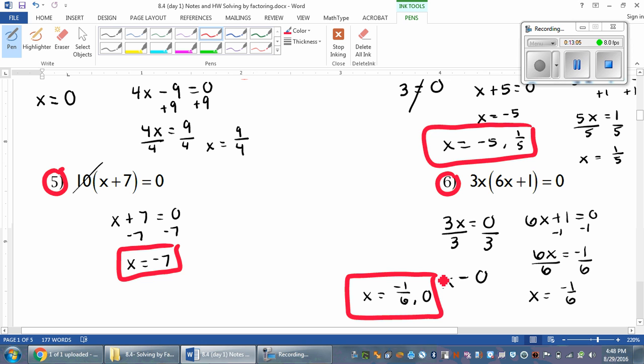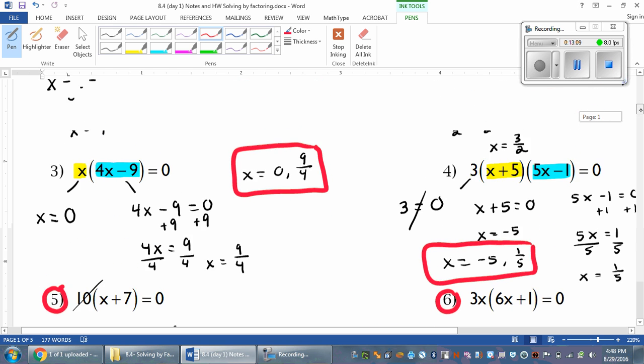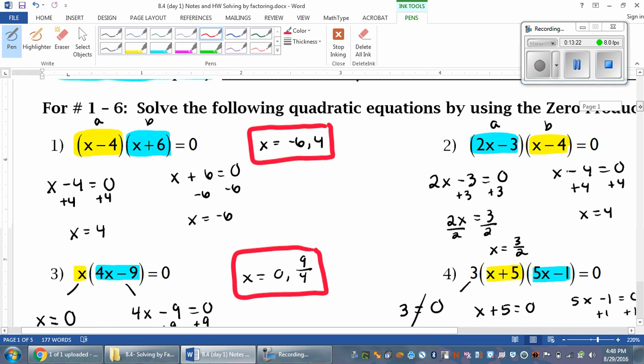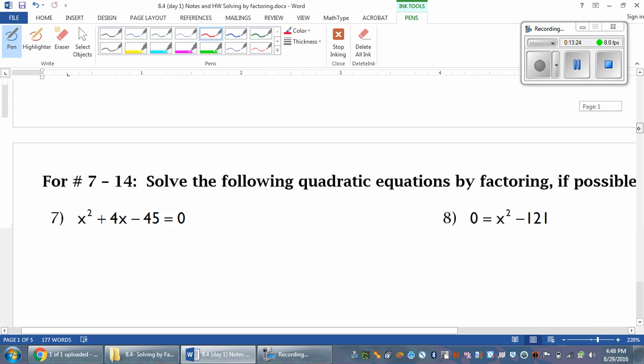Before we flip to the back side of the notes, do you recognize that all the problems 1 through 6 are already factored? So can you guess what we're going to be doing on the back side? We're going to have to factor first to get it into this form and then set both factors equal to 0. All right, let's go ahead and practice this.